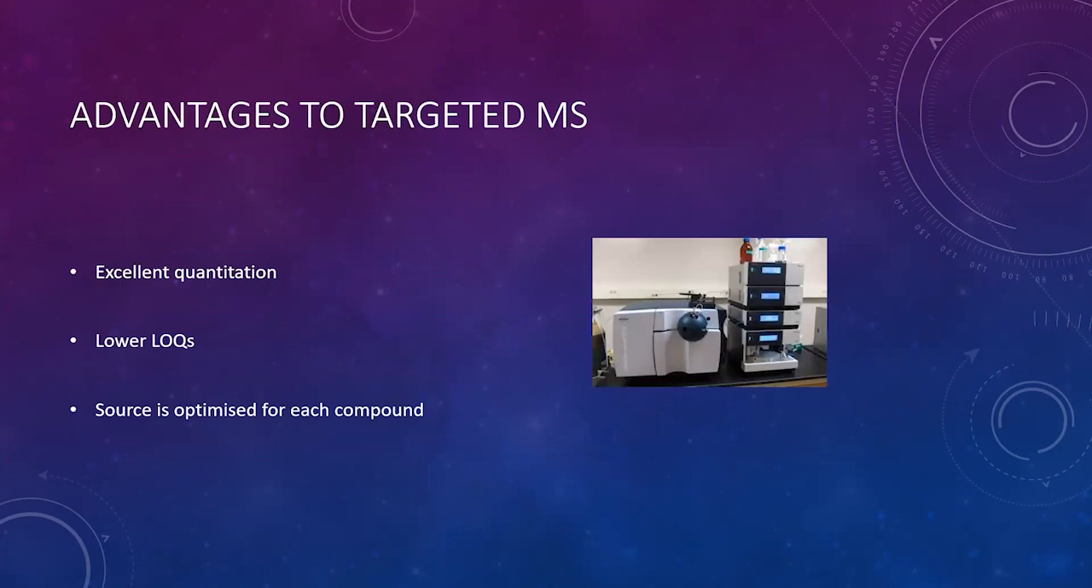The advantages of targeted MS are excellent quantitation and lower LOQs. The LOQs are lower, A, because the triple quad is a very stable instrument, and B, we are optimizing the source for each compound as it goes through. We can get targeted methods of up to 400 or 500 compounds per method, which is great because their detection limits are a lot lower than high resolution mass spec that we would use for untargeted work.